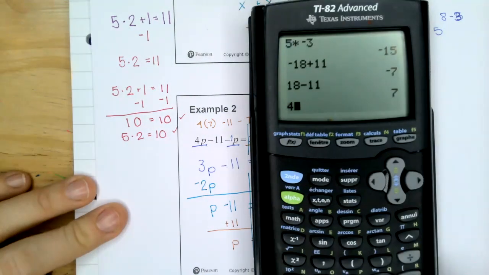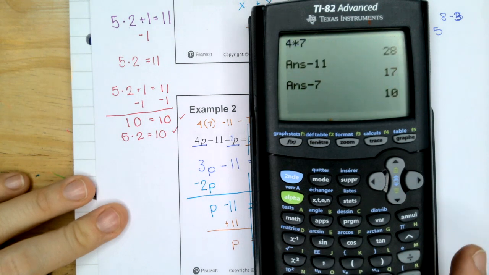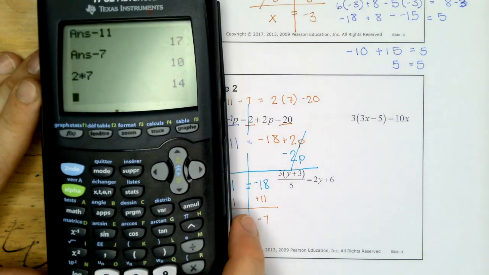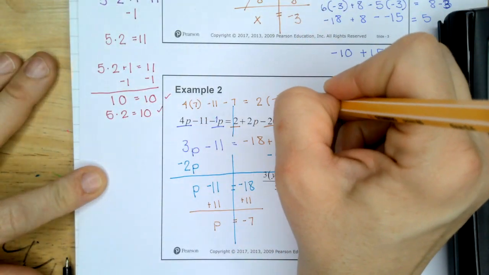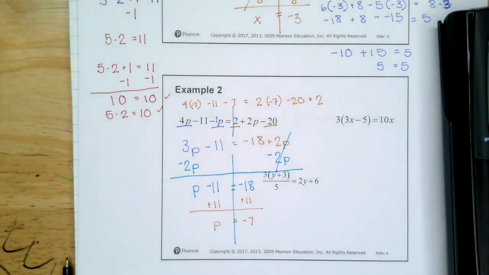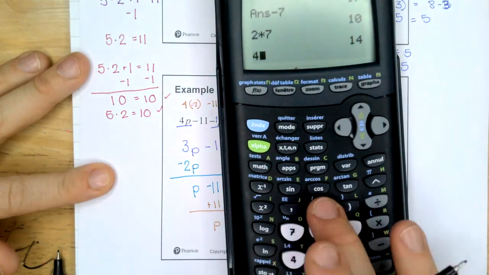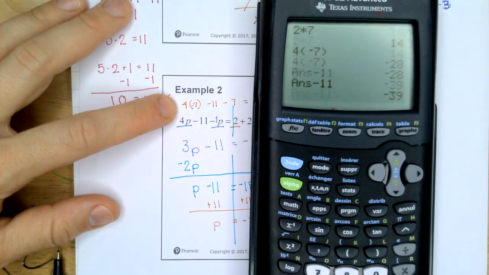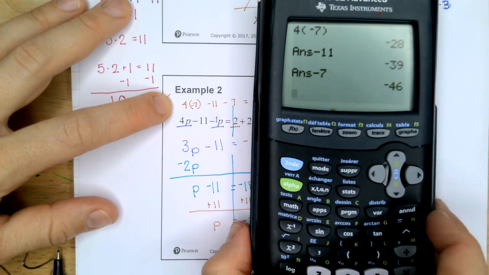Good? 4 times 7 minus 11 minus 7, we get 10. Over here we get 2 times 7. Oh, plus 2, sorry. 2 plus 2. And it's a negative 7. Ooh, I did not write that well at all. At least I caught myself somehow. All right. 4 times negative 7 minus 11 minus 7. 4 times negative 7 is negative 20 minus 11 minus 7. Negative 46.